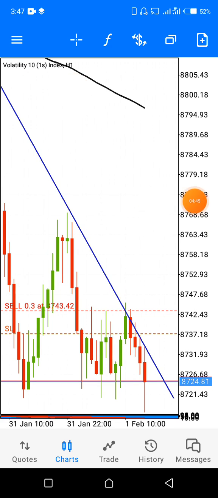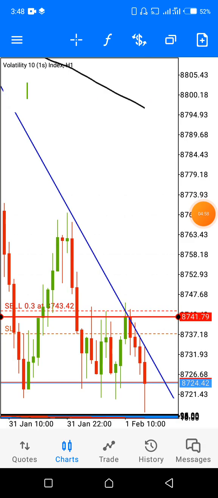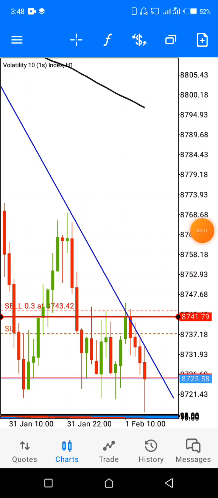So when I saw those first two wicks, I was asking myself if probably there is a psychological level at this area. Let me plot it. So what I did was to bring out my line, the first one. As you can see, I just placed it anyhow, but you have to put it at the exact point. So if you look at this number now, you see 8741. That is not the psychological level. It has to be a round number, so let me change the number.